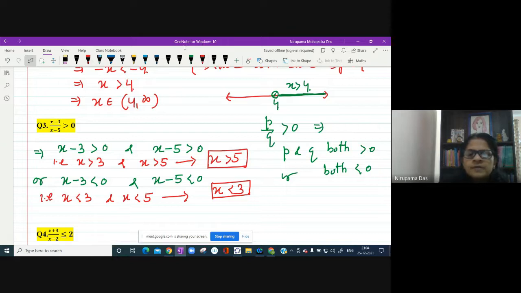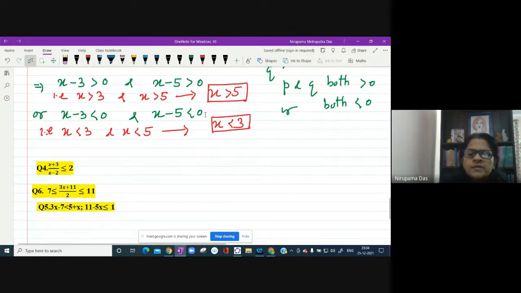So you can express the solution in this way. x less than 3 means x belongs to, sorry, it's less than 3, so we can write here minus infinity to 3. Okay, and the other case is more than 5. Or, this is or, so union (5, infinity).